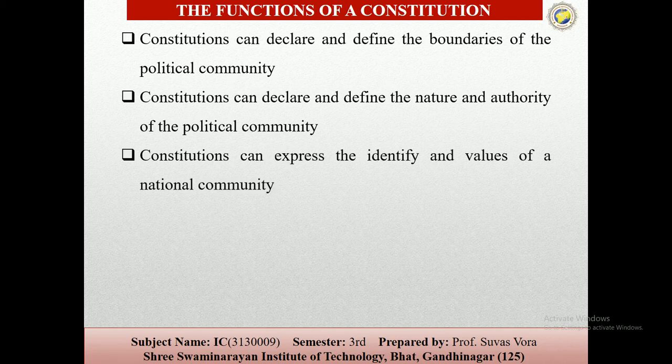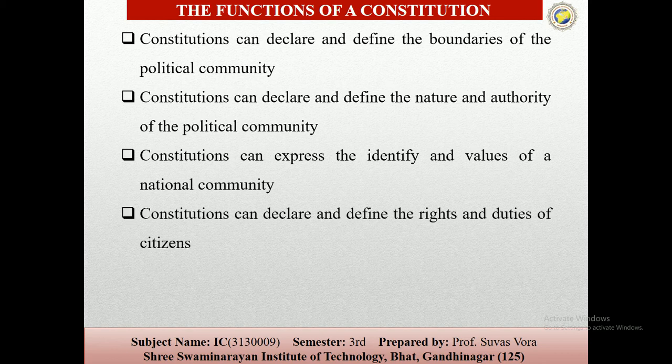Then the constitution can express the identity and values of the national community. अब सभी communities के लिए अलग अलग नेशनल वाइज आइडेंटिटी और उसके रूल्स एक्सप्लेन किए हैं उसमें. Then the constitution can declare and define the rights and duties of the citizens. उसके अंदर हर सिटीज़न के लिए पर्टिकुलर डिक्लेयर किया हुआ है कि इन लोगों को यही टाइप का वर्क है और यही उन लोगों का हक है, अधिकार है.